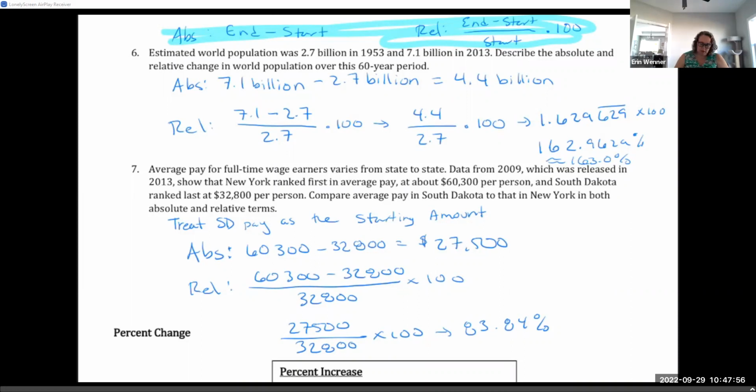Or another way to look at it is that pay in New York is 183.84% of South Dakota pay. Because they're earning what South Dakota is earning plus an additional 83.84%.